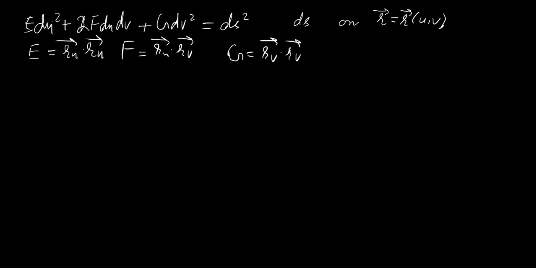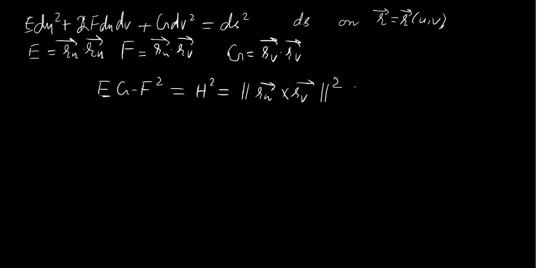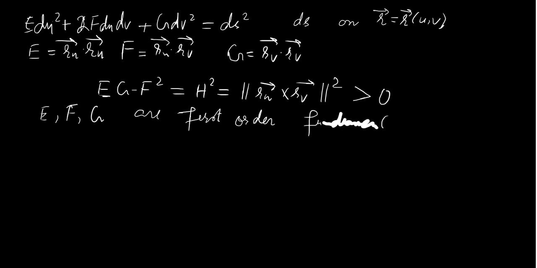Now we also showed that this expression EG minus F square is equal to H square, which is equal to the norm of Ru cross Rv the whole square, which is always going to be positive for a regular point. So this information we have about this first fundamental form. E, F, G are numbers that are called first order fundamental coefficients. So E, F, and G are numbers, or we call them first order fundamental magnitudes or coefficients. Okay, so this is what we did last time.